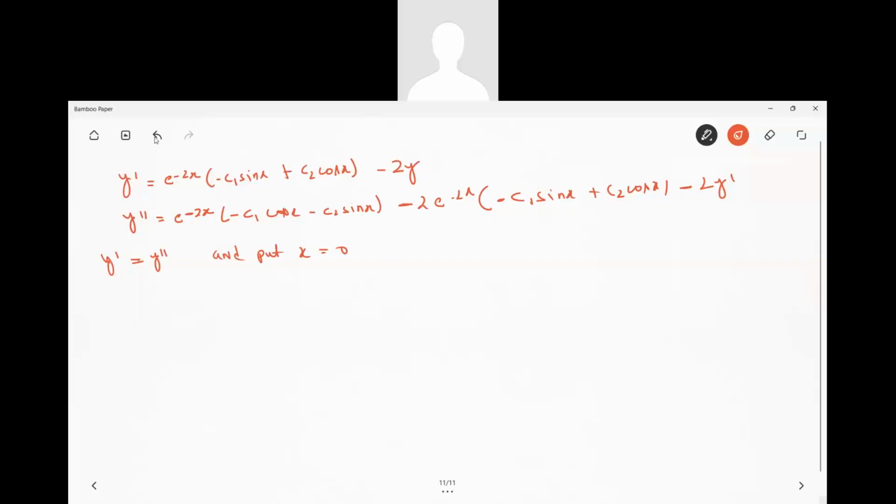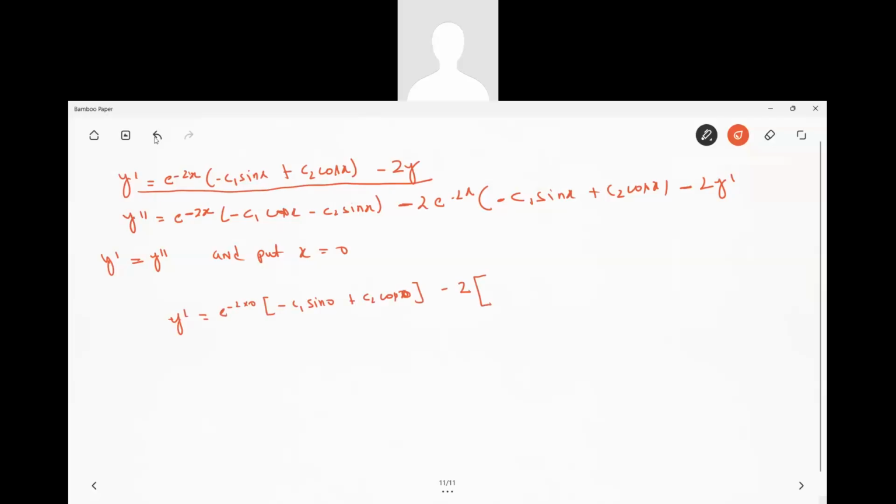Just put these equations here, so 2y and minus 2y dash. You get two equations. The first equation is for y dash. If you put x equal to 0, in y dash you will get what value? This becomes e power minus 2 into 0, then minus C1 sine 0, C1 gone there, plus C2 cos 0.